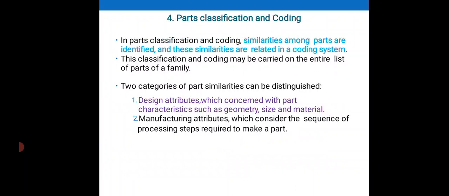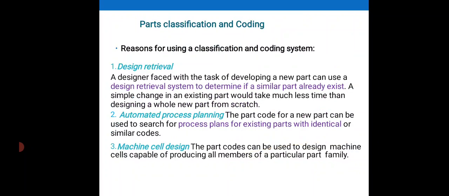Two categories of part similarities can be distinguished: design attributes, which concern the part's characteristics such as geometry, size and material, and manufacturing attributes, which consider the sequence of processing steps required to make a part.